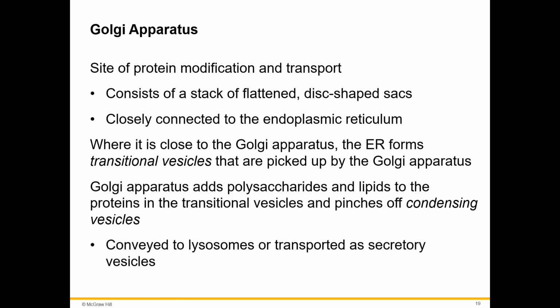The Golgi apparatus packages and modifies substances to be shipped out of the cell. It consists of a stack of flattened disc-shaped sacs. It's closely connected to the endoplasmic reticulum, and there's kind of a conveyor system that transports stuff. The information from the nucleus is then produced into a protein in the endoplasmic reticulum, and then it's going to be packaged into a vesicle and transported to the Golgi apparatus. The Golgi apparatus is going to modify it, repackage it into another vesicle, and get it ready for shipment to the outside of the cell.